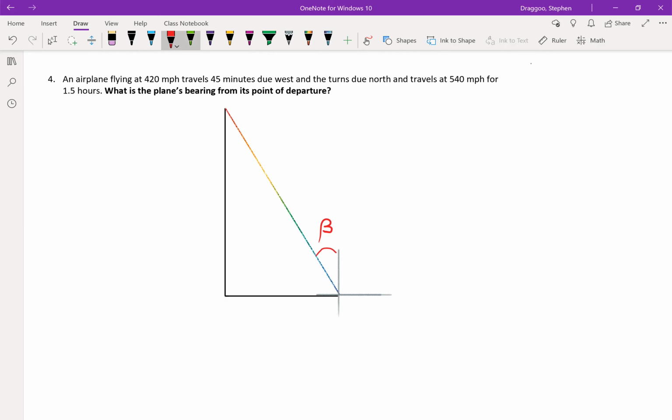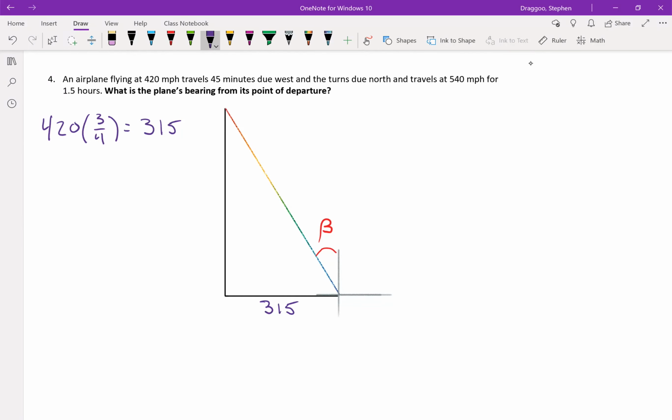So I'll set up an equation. I want 420 multiplied by 3/4 of an hour. If I take my miles per hour and multiply by hours, I should get just miles. So if we do that, we ought to be able to get a number there. So that'll be 315 miles.